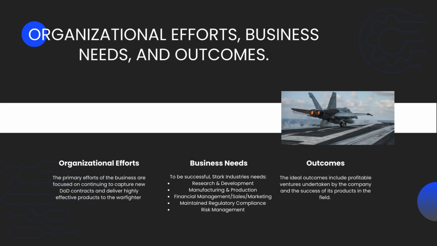Stark Industries needs research and development. This is where we're coming up with the new weapon systems, new platforms, manufacturing and production to make those things that come up in research and development. Financial management, sales and marketing. We can't sell things to DoD or other government agencies without the financial team, the sales team, and the marketing team. Maintain regulatory compliance. Without maintaining that compliance, Stark Industries would be out of business. And then finally, risk management is a huge thing for the company. Outcomes, the ideal outcomes include profitable ventures undertaken by the company and the success of its products in the field.